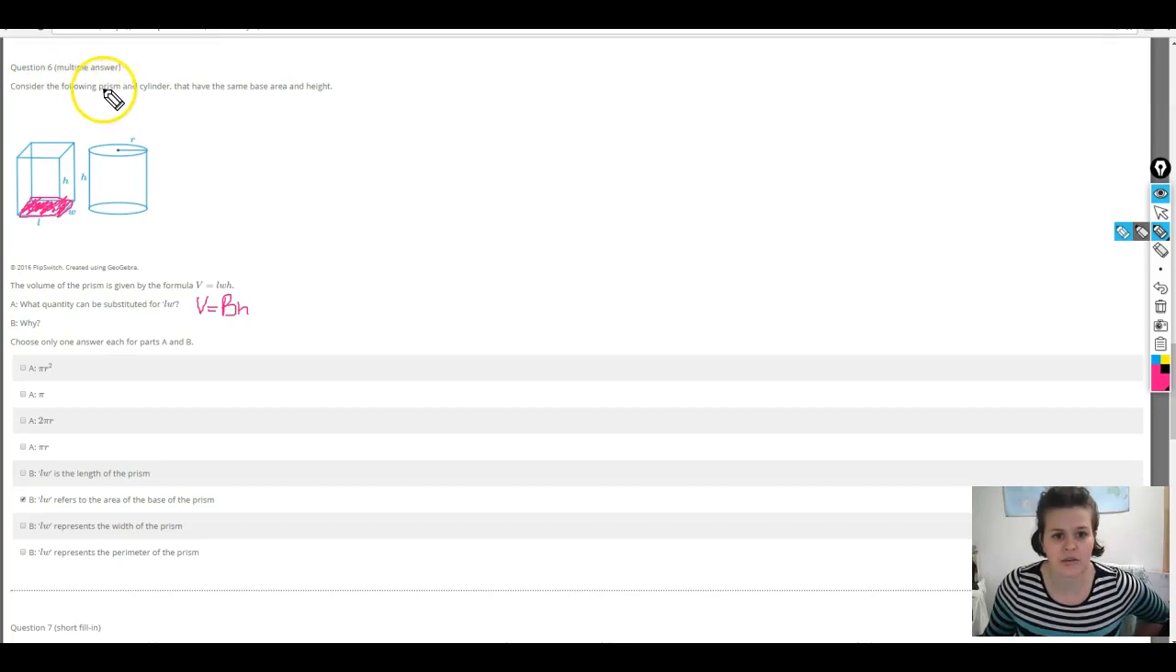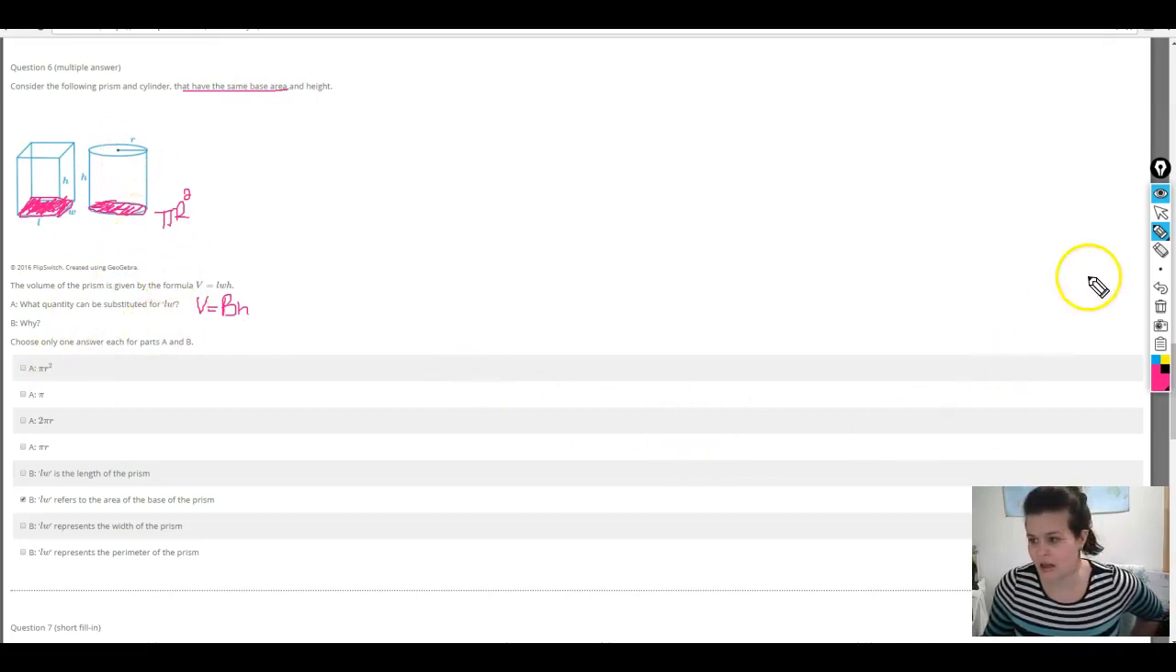Right here, consider the following prism and cylinder that have the same base area. So even though this one is a square, the base area right there is equal to the same base area that's given by this circle. The area for a circle is pi r squared. So since length times width is representing our base area, which they have the same, we could substitute length times width by pi r squared.